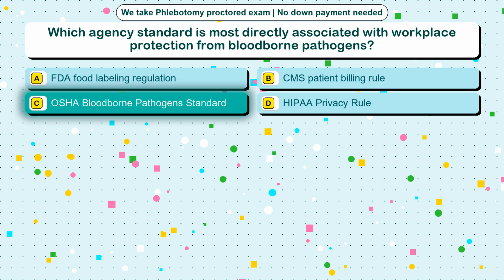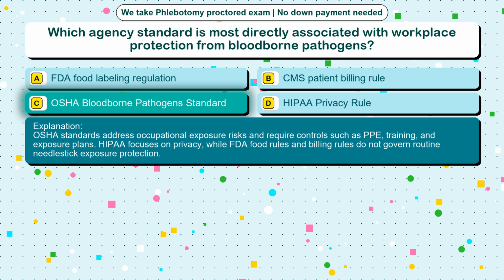The correct answer is option C. OSHA Bloodborne Pathogens Standard. OSHA standards address occupational exposure risks and require controls such as PPE, training, and exposure plans. HIPAA focuses on privacy, while FDA food rules and billing rules do not govern routine needlestick exposure protection.